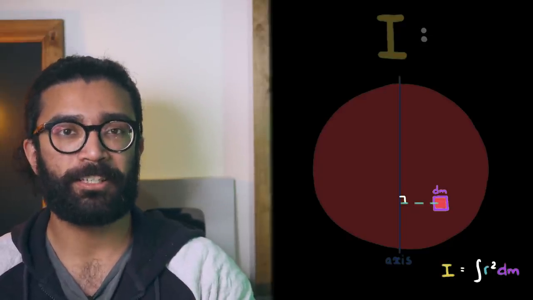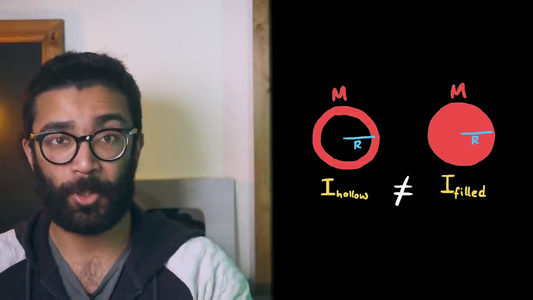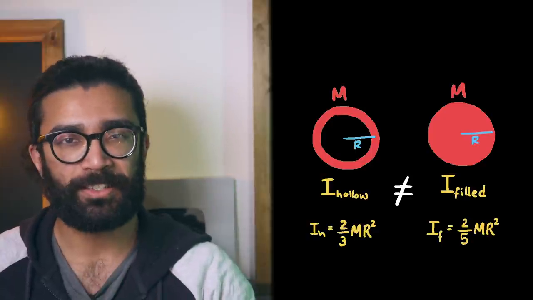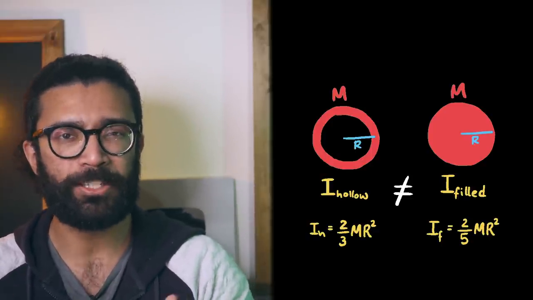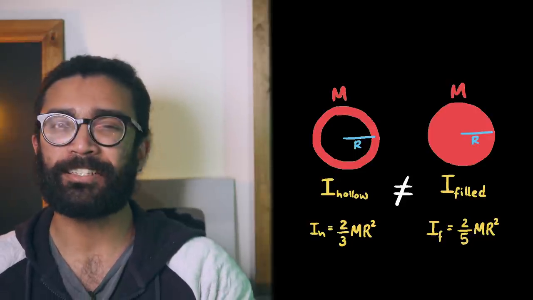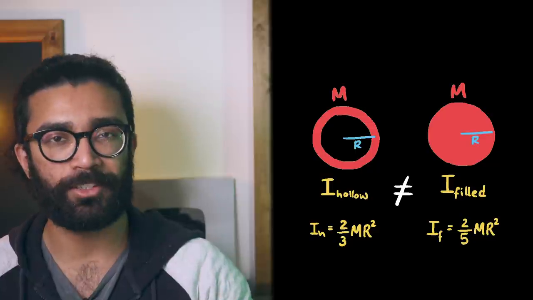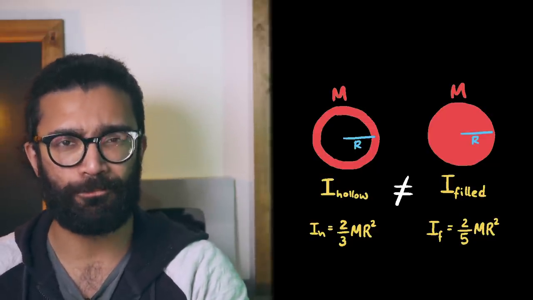First, let's consider that the moment of inertia of a hollow ball is different to that of a solid or filled sphere of the same mass. In other words, this suggests that spinning a hollow ball is in some way different to spinning a fully solid filled-in ball. It takes a different amount of torque to get these to have the same angular acceleration, even though they have the same mass and are both spherical with the same radius.